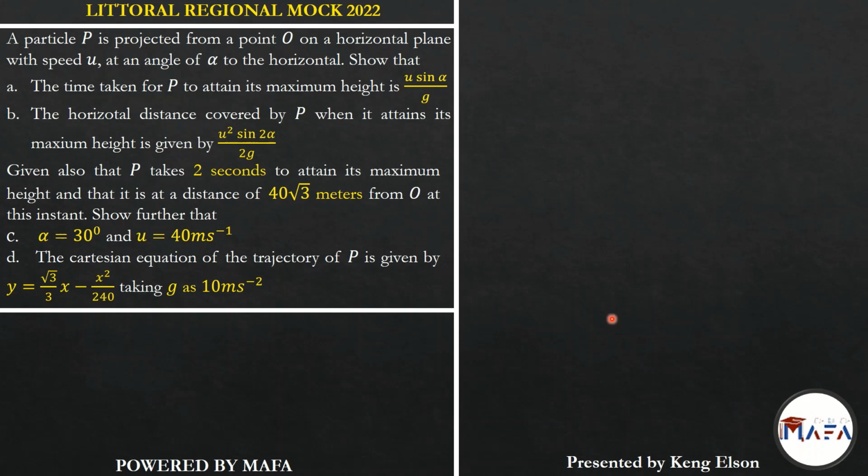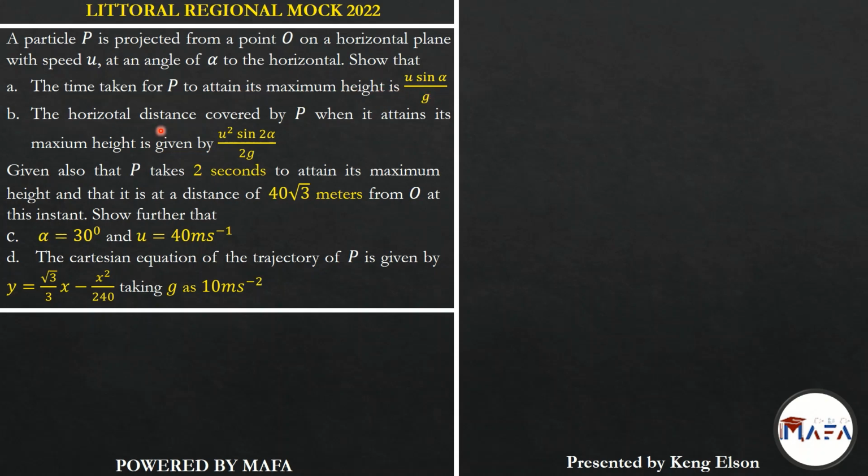Now the last but not the least of today, we are supposed to solve the WAEC regional mock of 2022, the question that came on projectile. So the question reads: a particle P is projected from point O on a horizontal plane with speed u at an angle of alpha to the horizontal. Show that the time taken for P to attain its maximum height is u sine alpha on g.